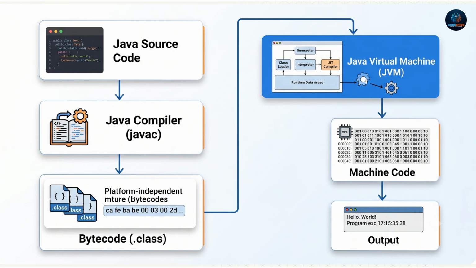First, we write the Java source code. Then it is passed to the compiler, and the compiler compiles the source code. After compiling, it generates the intermediate code that is called bytecode, and that bytecode is executed by the JVM. The JVM is responsible for executing the bytecode, but after that, the bytecode is again converted into machine code, and that machine code is finally executed inside our operating system.